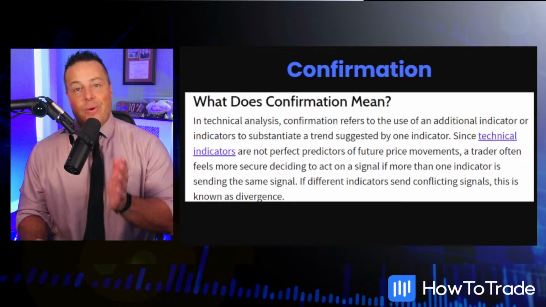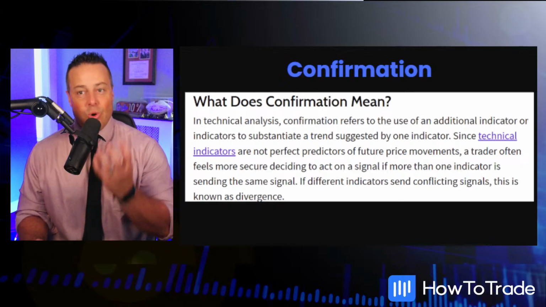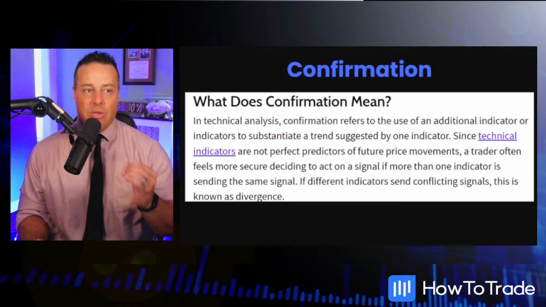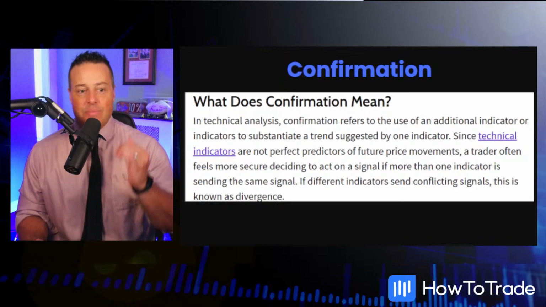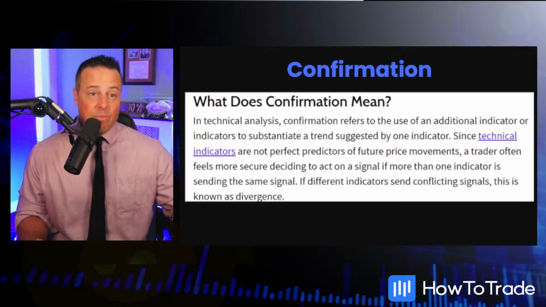Now, confirmation is an incredibly useful thing. It's useful on short time frames. It helps us eliminate the noise and stay out of the chop. Absolutely imperative that we understand the concept of confirmation. In technical analysis, confirmation refers to the use of an additional indicator or indicators to substantiate a trend suggested by one indicator. Since technical indicators are not perfect predictors of future price movements, a trader often feels more secure deciding to act on a signal.